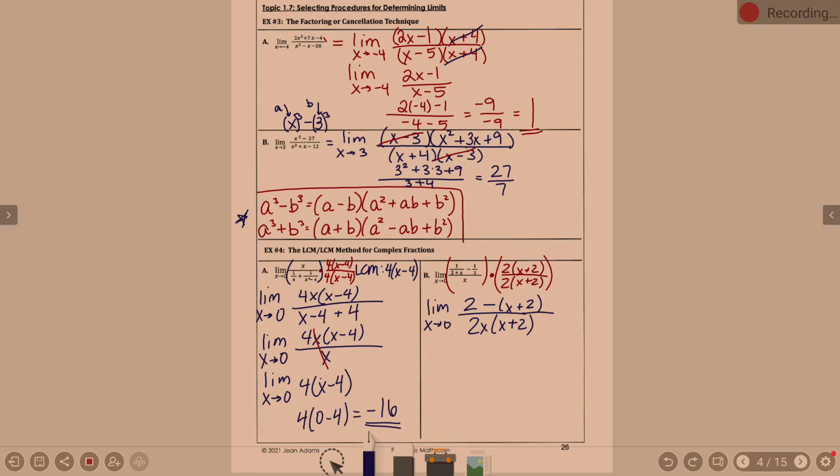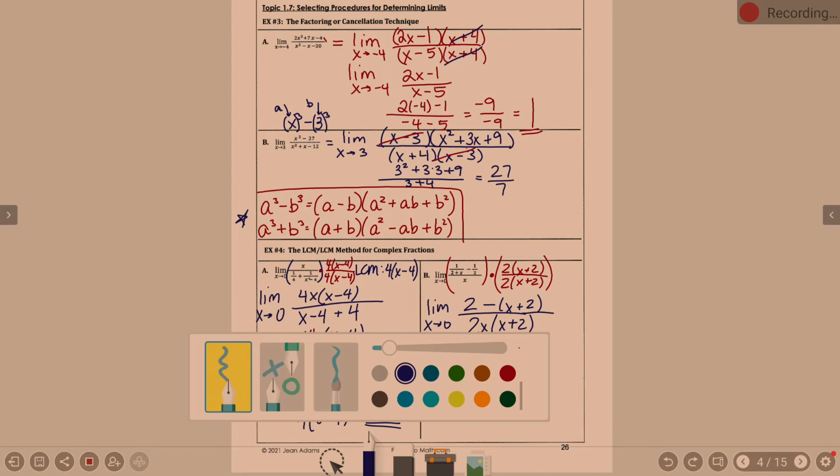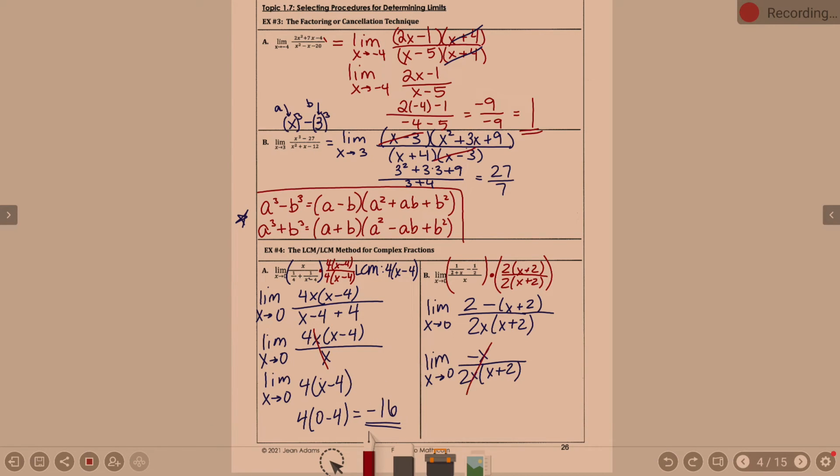So, if we clean that up a little bit, the limit as x approaches 0. On top, 2 minus x plus 2. Do you realize what's happening? 2 and this minus 2 will cancel, and we're going to be left with negative x over 2x, x plus 2. Again, like the last one, the x's can cancel, except what still remains on top you can't lose. There's still a negative, correct?